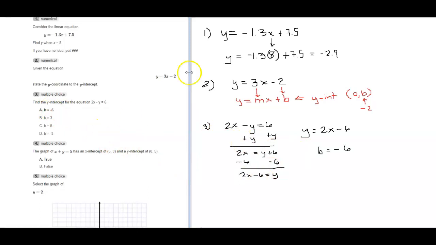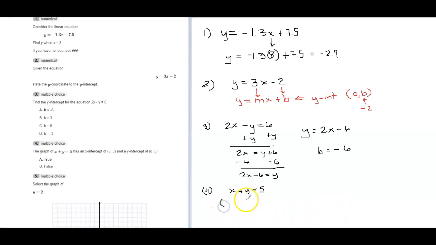Okay, let me clean my board here. Well, if I can do number 4 first, let me do number 4. In number 4, they ask you to find the intercepts of the equation x plus y equal 5. Basically the intercepts are the points that are touching the x-axis and the y-axis.